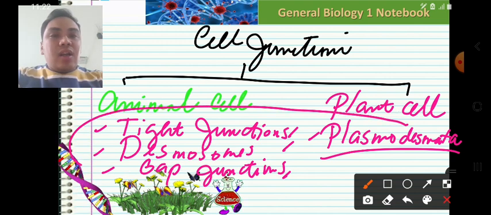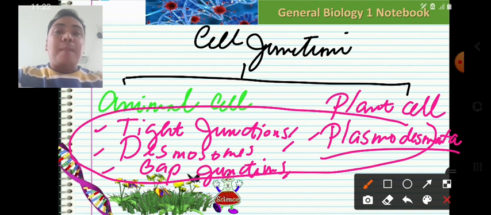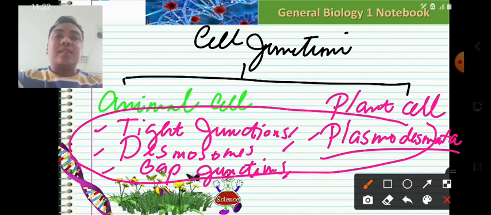Since all of these are examples of cell junctions, they are responsible for cellular interaction and communication among the adjacent and neighboring cells that will form tissues. For the next video presentation, we will discuss plasmodesmata, the cell junction of plant cells.